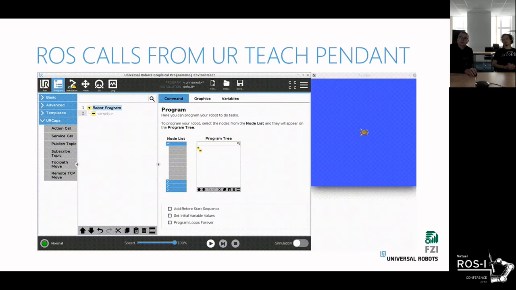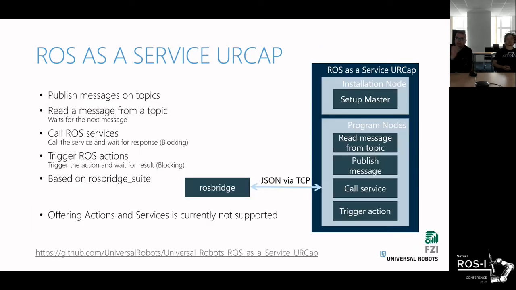What we have so far is that it can publish a message to a topic, read a message from a topic, call a ROS service, and trigger an action. The whole thing is based on the ROS bridge. So in the robot control program, we compile a JSON script, a string, and send it to the ROS bridge, and we are doing it through that. It's interesting to see what can be done with this component, and we really would love to see some input on how to improve on this.